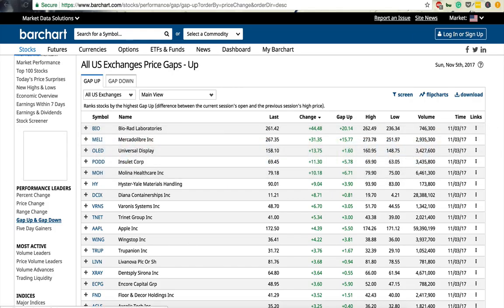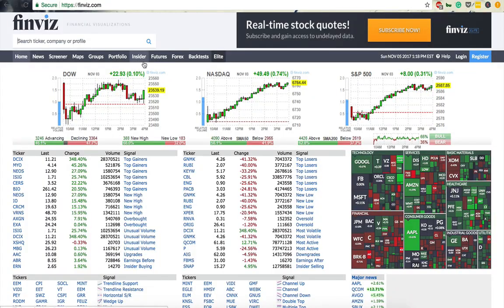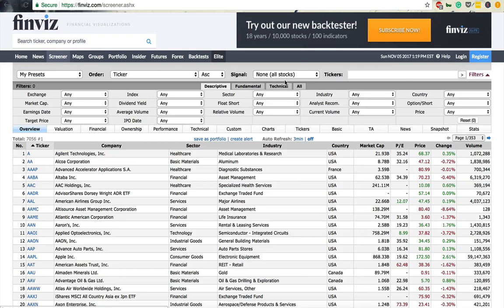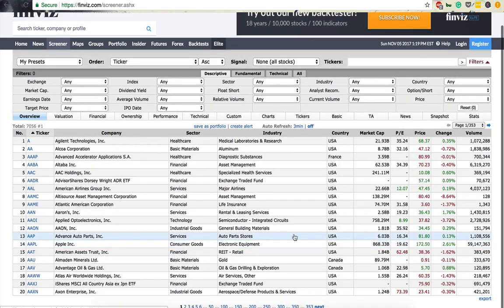Now the third option you have is Finviz, one of my most favorite sites, of course. All you have to do is go to the screener. When you go to finviz.com, on the homepage, you click screener, and it's loading up right now. There we go. It loads up the screener, where it screens 350-something pages of stocks, or stuff that you can trade.